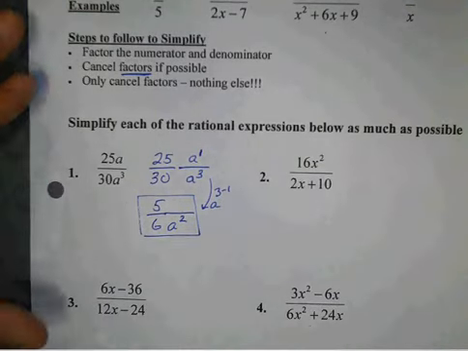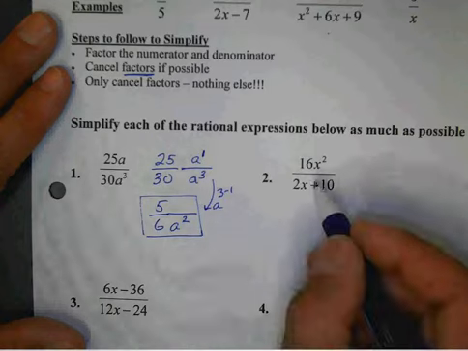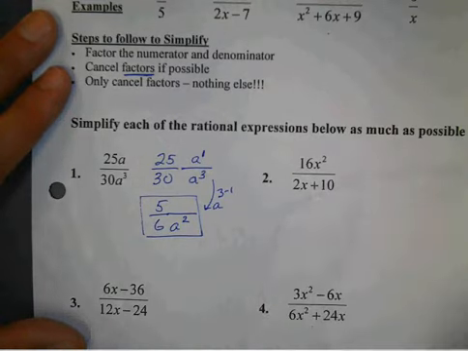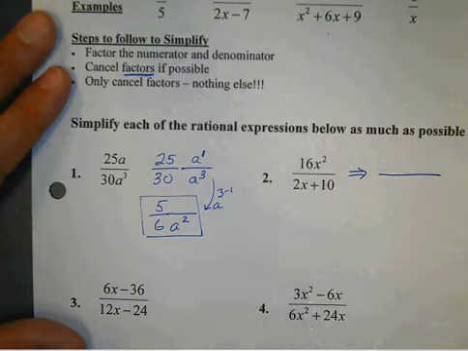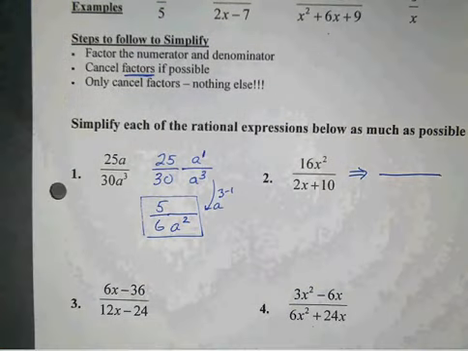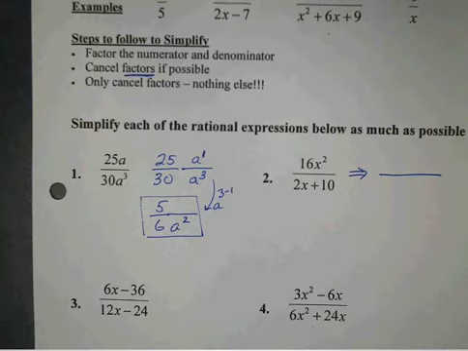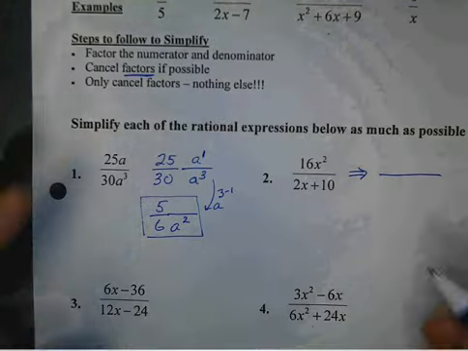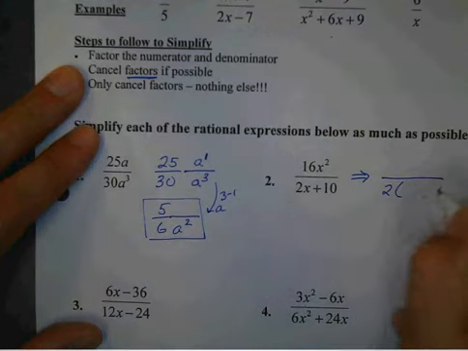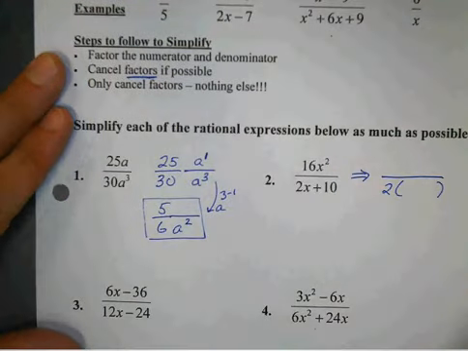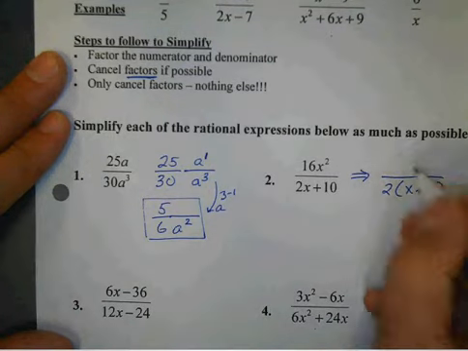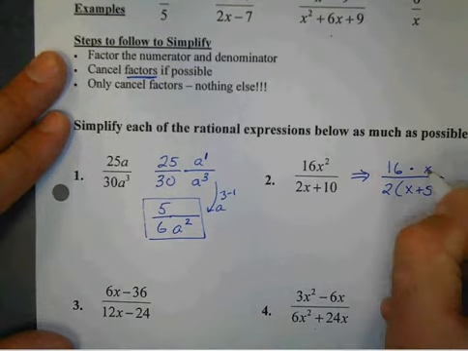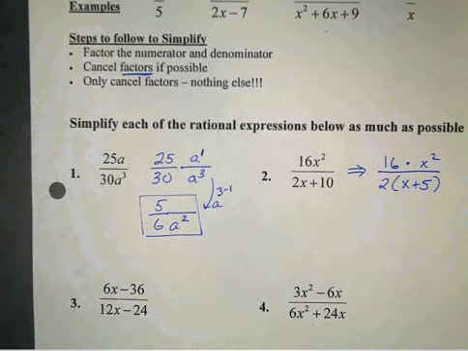Each one of these problems is a different scenario, different idea. Second one, I have a binomial on the bottom. So whenever possible, I'm going to try to factor. Think with me if you would. What goes into both 2x and 10? 2. 2 goes in. So let's take that 2 and let's write it on the outside. When I take out a 2, what's left? X plus 5. Okay, x plus 5. On the top I have 16 times x squared. Now it's factored.